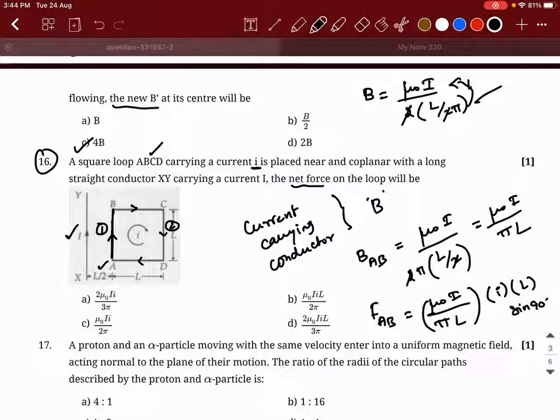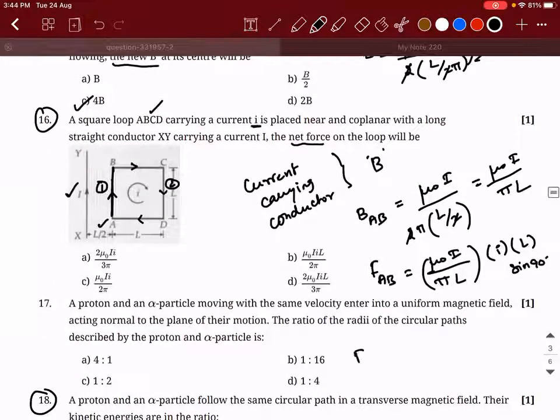Student: Sir, I have a doubt. Is this square coil infinite, sir? How did you take it as infinite? Teacher: This is not infinite. The XY conductor is the infinite one. I'm calculating the magnetic field due to XY near the conductor AB. I'm saying the magnetic field due to this current carrying conductor near this place.